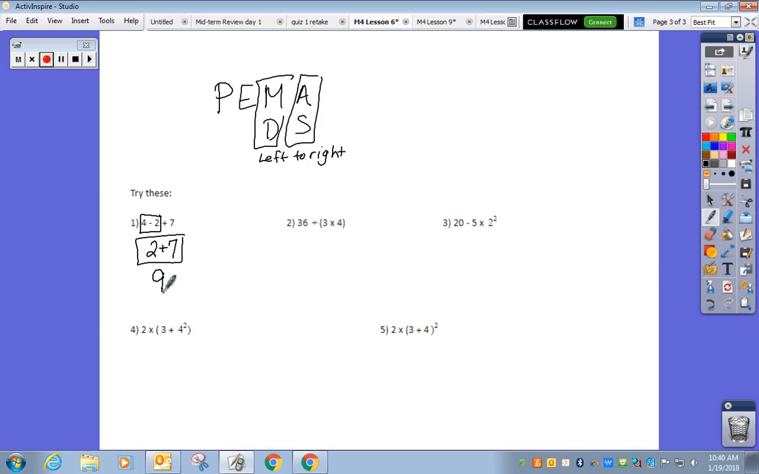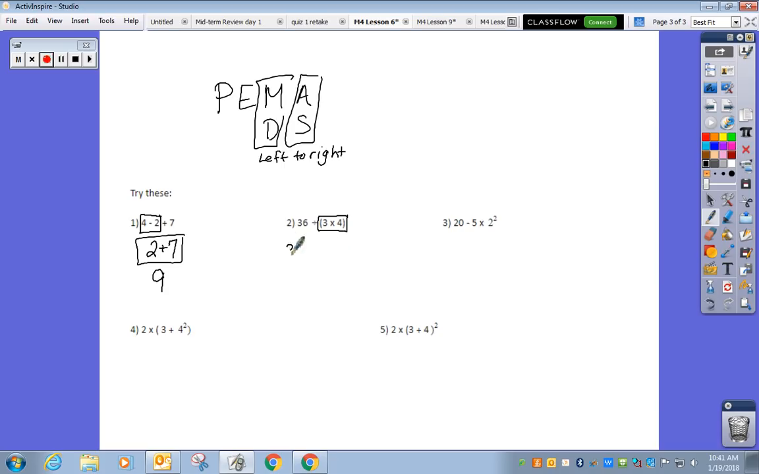Looking at the second problem, I do have parentheses. So what I'm going to do is work within the parentheses. I'm going to box in the entire parentheses because there's only one operation inside of it. If there is more than one operation inside of it, the parentheses don't go away until everything inside the parentheses is completed. So since there's only one operation, I'm going to box the entire thing in, and when I get to the next line, those parentheses will go away.